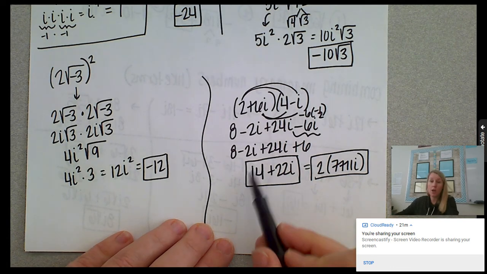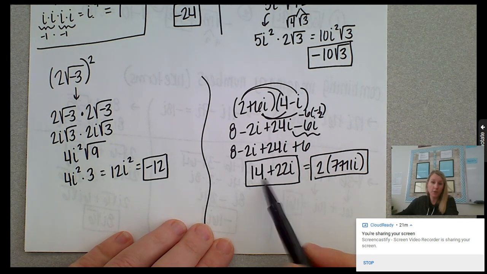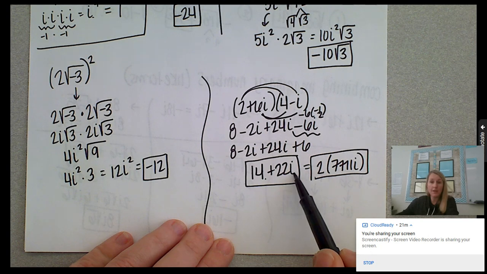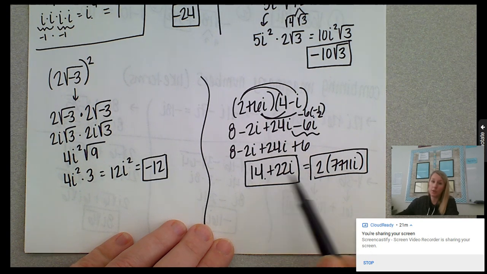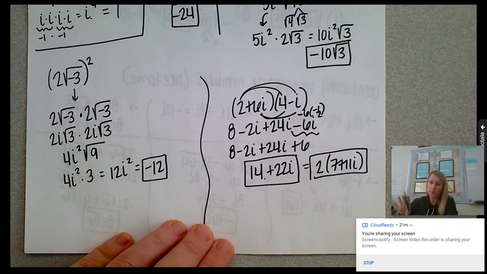But once again, we call this a complex number. There's a real part, 14, just a regular number. And then there's an imaginary part with the i. And you can only combine like terms. So the real and imaginary do have to stay separate.